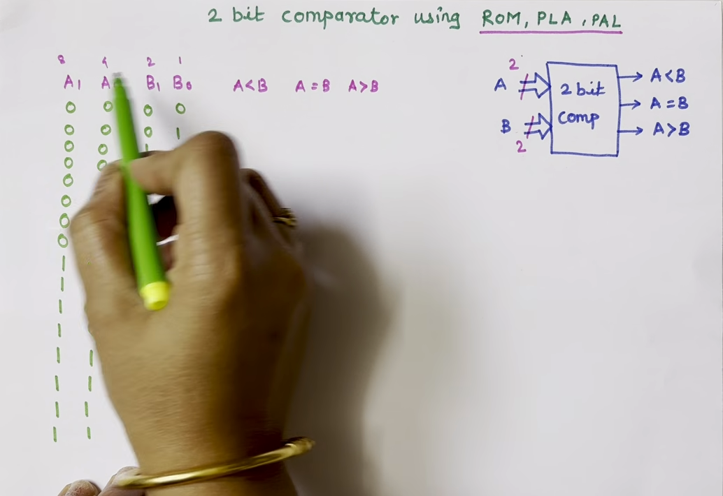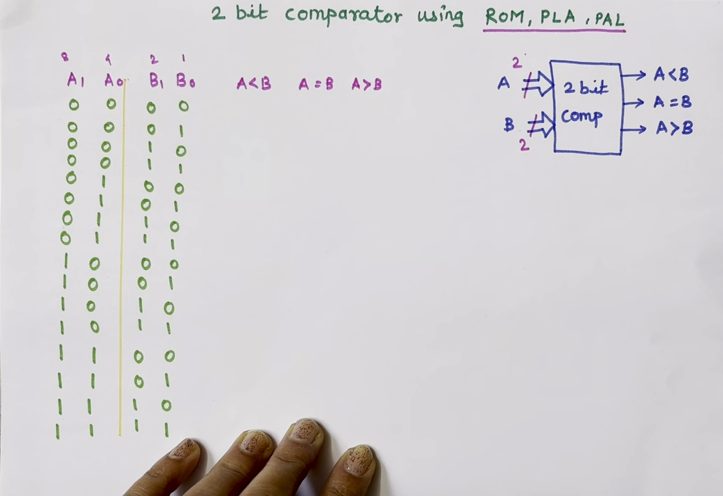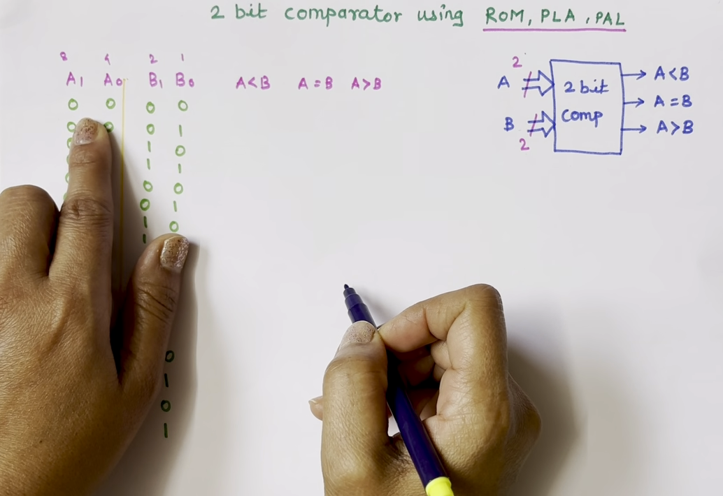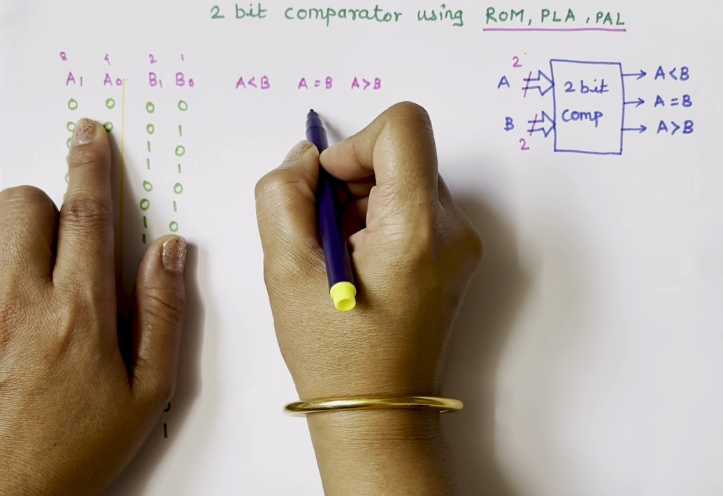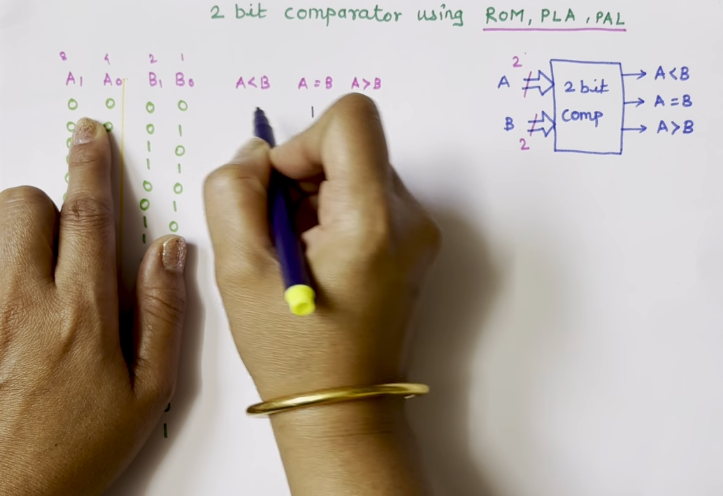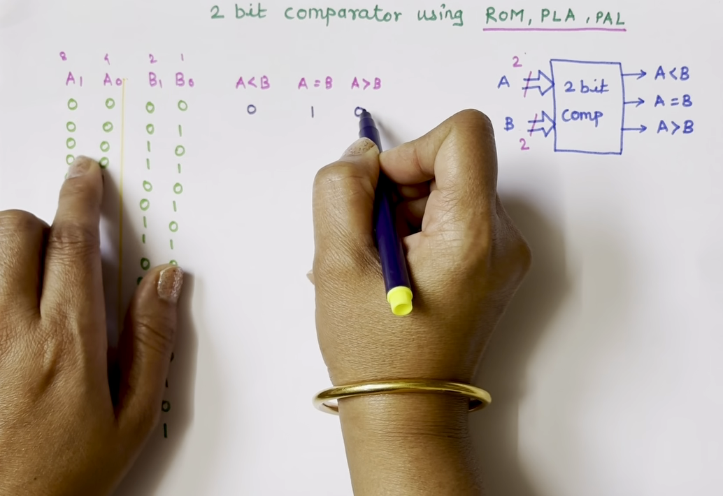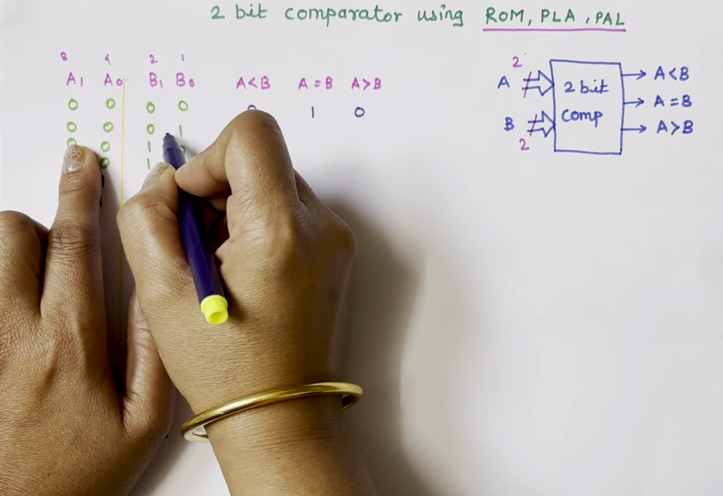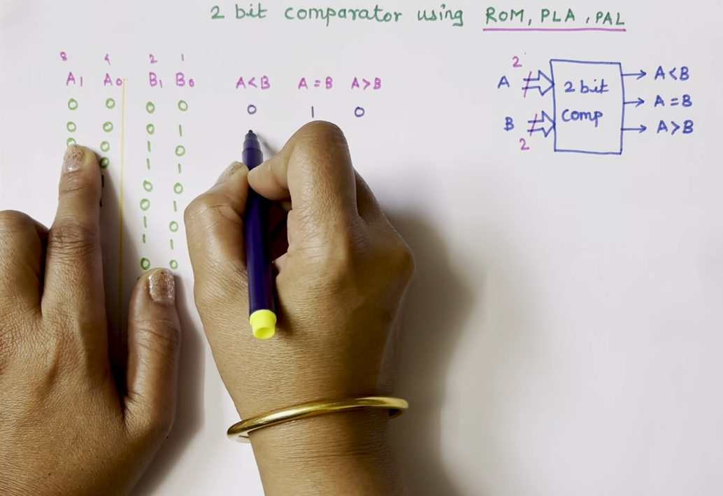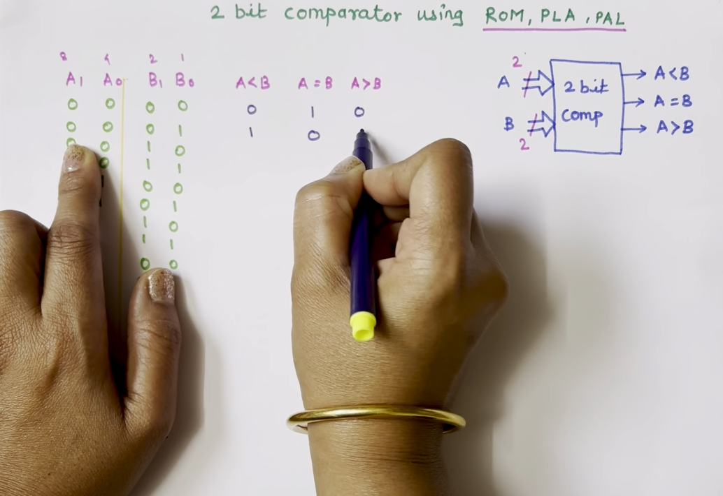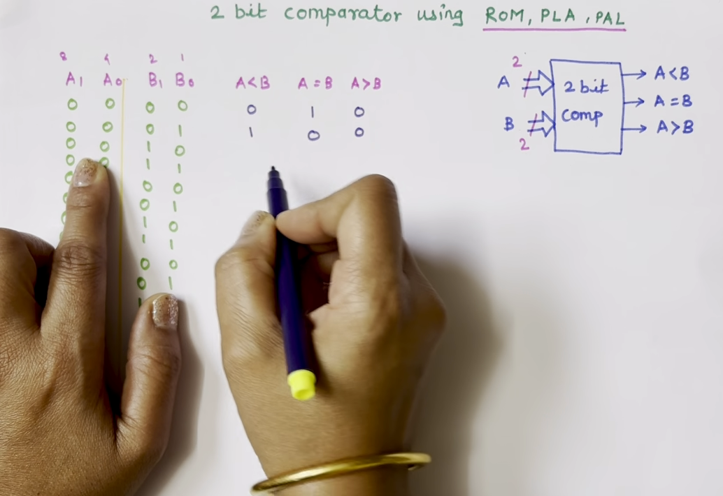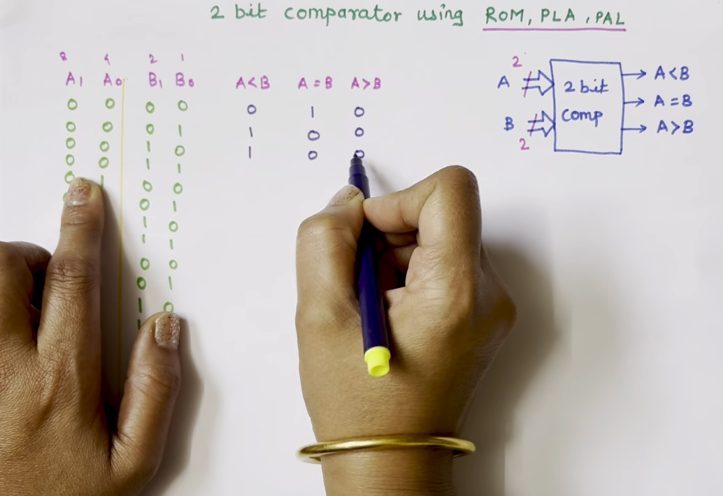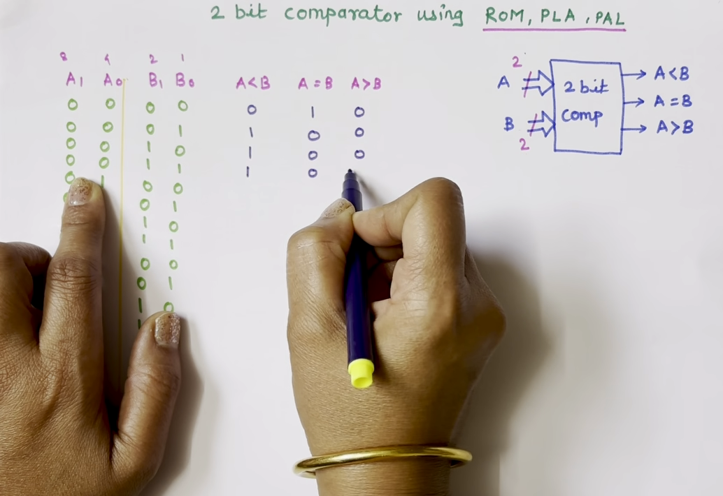Now I'll compare A and B. Here A is 0 0, B is also 0 0. It means A equals B, so A equals B is 1 and the remaining two are zeros. Then 0 0 0 1. It means A is 0, B is 1, so A less than B. Then 0 0 1 0, again A less than B. 0 0 1 1, again A less than B.